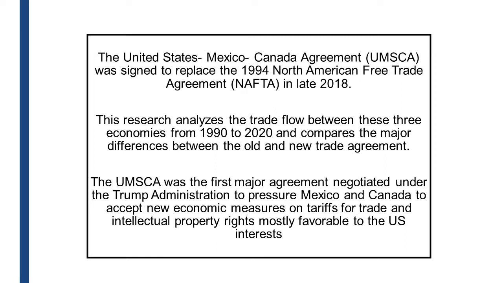The USMCA was the first major agreement negotiated under the Trump administration to pressure Mexico and Canada to accept new economic measures and tariffs for trade and intellectual property rights, mostly favorable to U.S. interests.